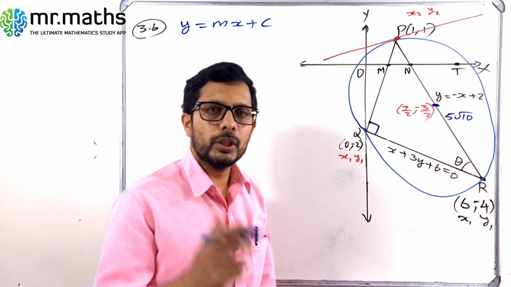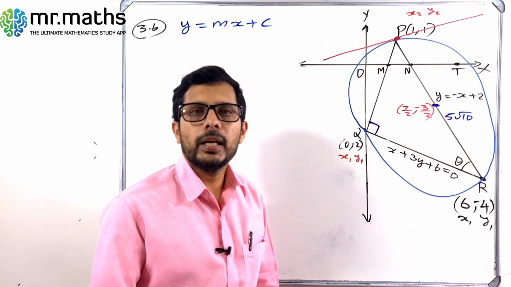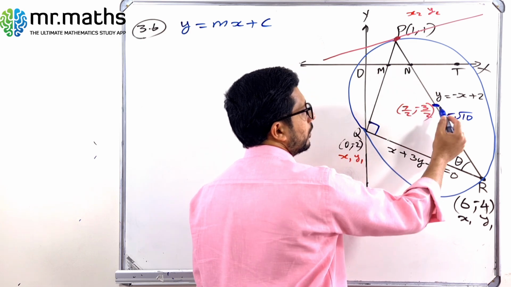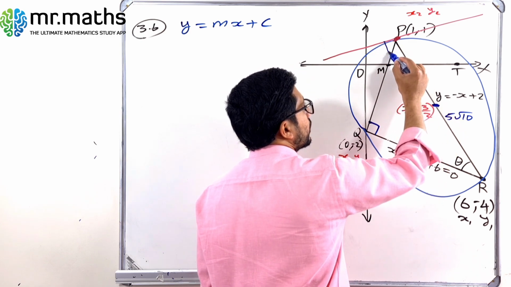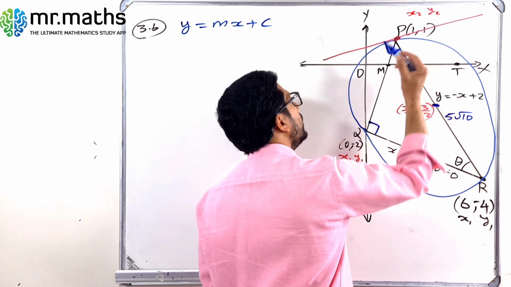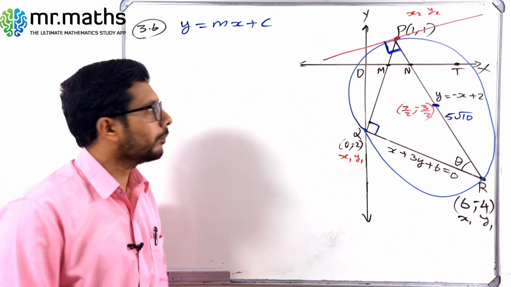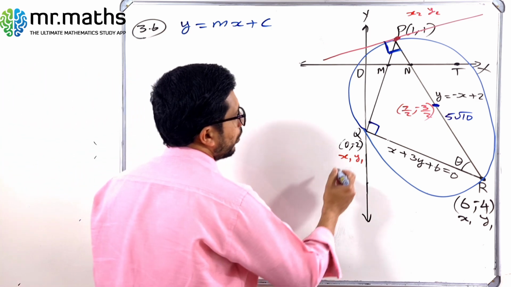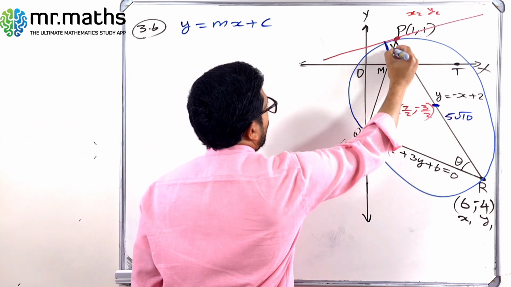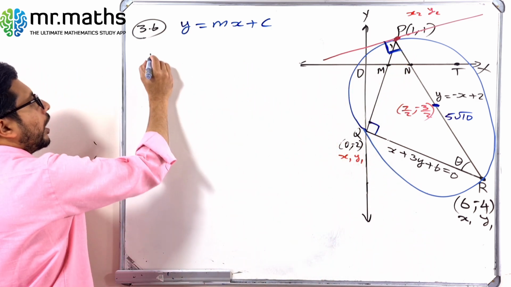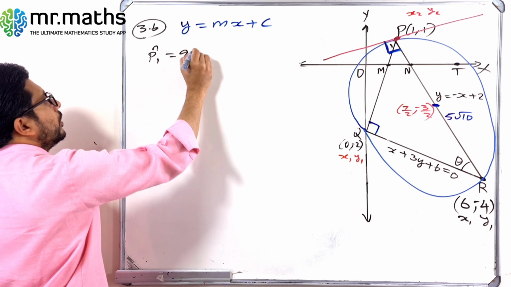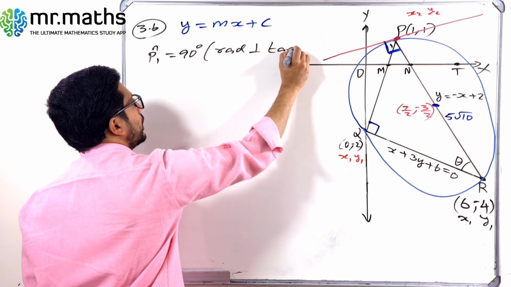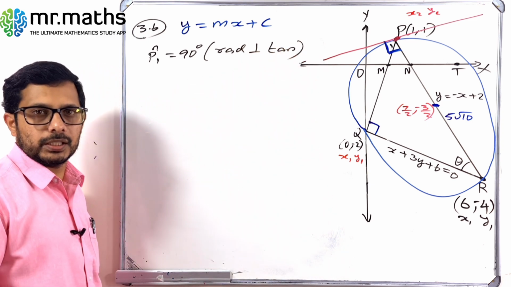In Euclidean geometry you studied that the radius is perpendicular to the tangent. So this is the radius of that circle, and this is the tangent. So this angle is 90 degrees. Let's call this angle P1. So angle P1 is equal to 90 degrees. What is the reason? Radius is perpendicular to tangent. It looks like a Euclidean geometry question.